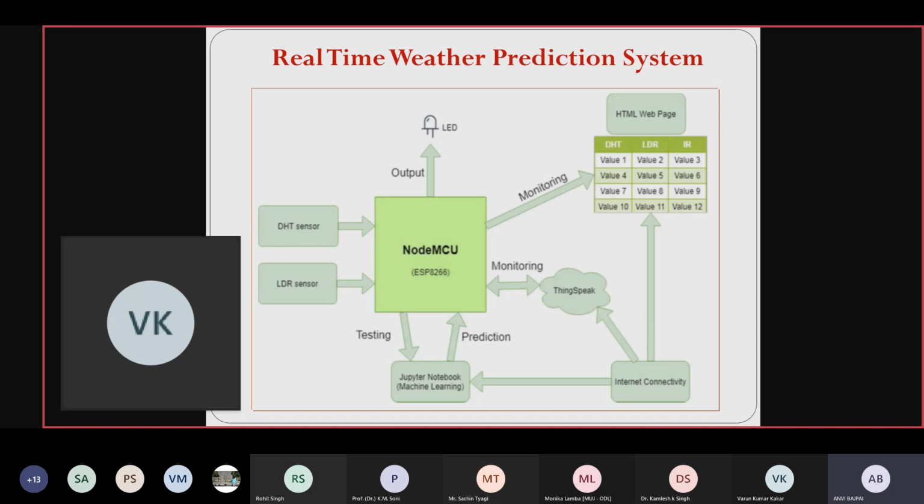We are taking this data again back into the NodeMCU and sending it for training a model in the Jupyter Notebook. We send this data for training purposes using some machine learning algorithm to our Jupyter Notebook on our computer. There it predicts and sends back the output to the NodeMCU, and that output would be displayed in terms of an LED. That prediction would be done in terms of yes or no, let's say.